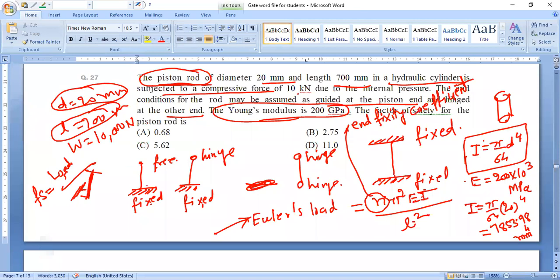When one end is fixed and one end is free, n is considered 0.25. You must have read this in columns. And when one is fixed and one is hinged, what is the value of n here? Hinged, n equal to 1. Fixed, n equal to 4. And fixed-hinged, n equal to 2. Remember this, it is very important. You should memorize the value of n in all four conditions. Fixed-free is 0.25, fixed-hinged is 2, hinged is 1, and fixed is 4.